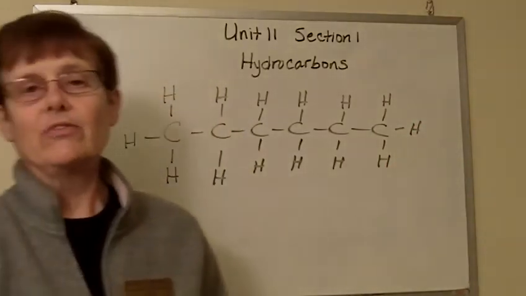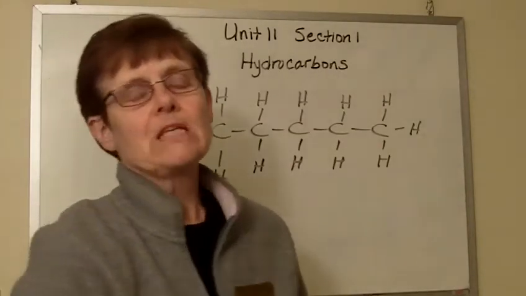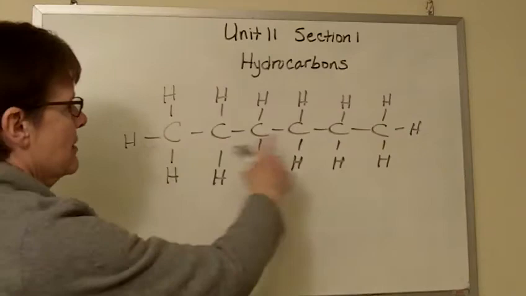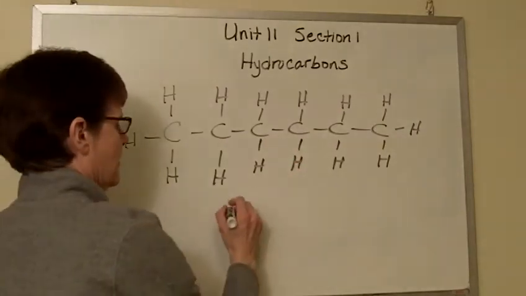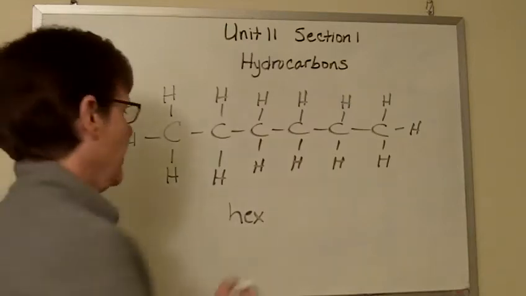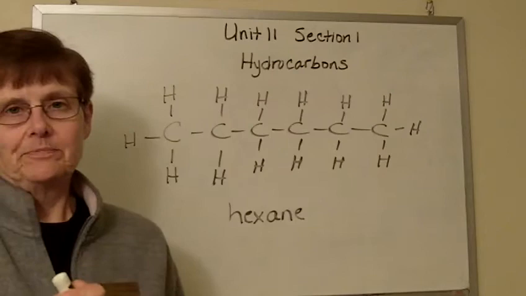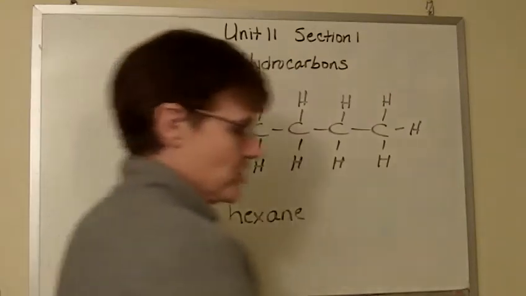So there we have our first example of an alkane. All single bonds. So we count the carbons. 6 carbons means that we're going to start with hex. All single bonds means we're going to end with ane. So we have hexane.